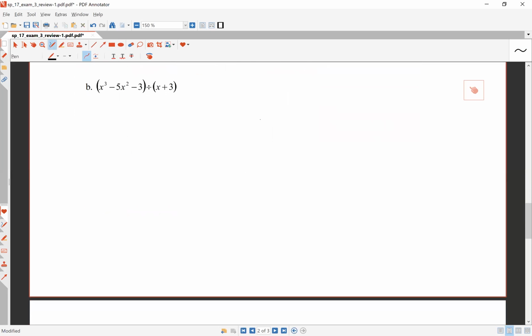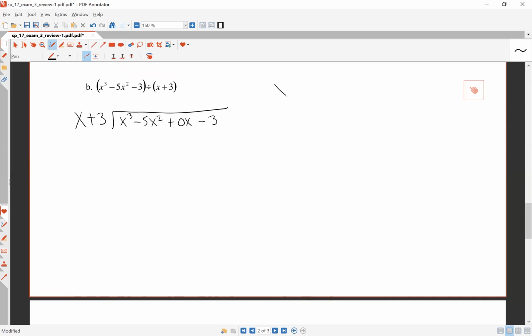The next one, x cubed minus 5x squared minus 3 divided by x plus 3. So the divisor is x plus 3. And notice that the x cubed minus 5x squared is missing this x term. So we'll place a 0x there just as a placeholder for the x's. And now we start dividing.